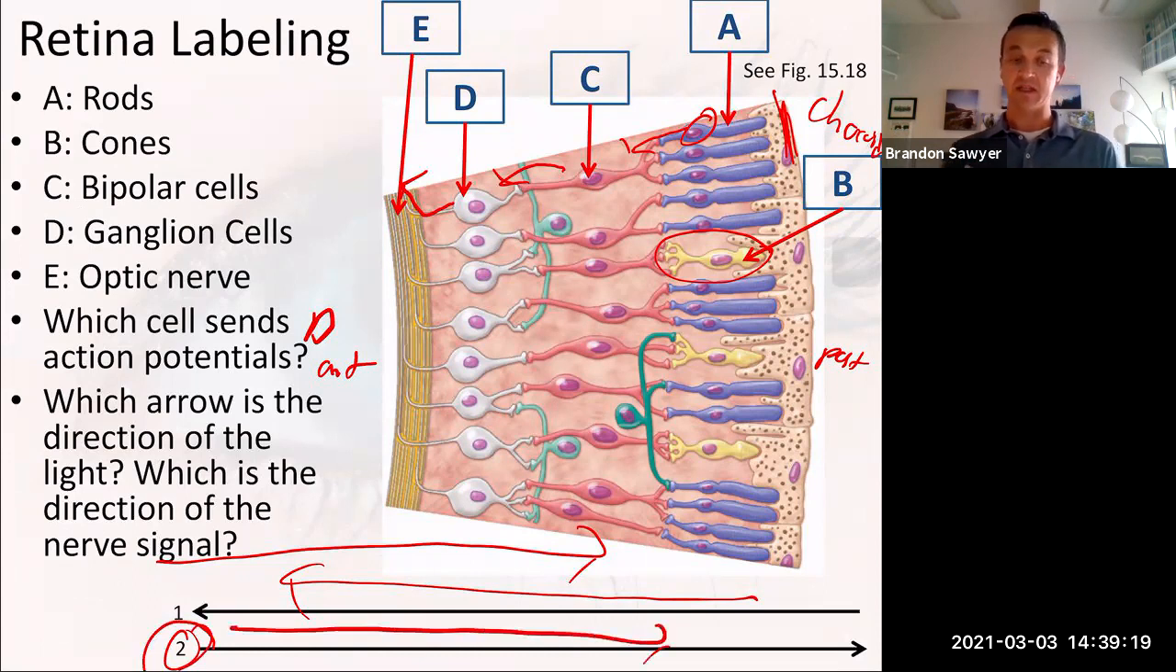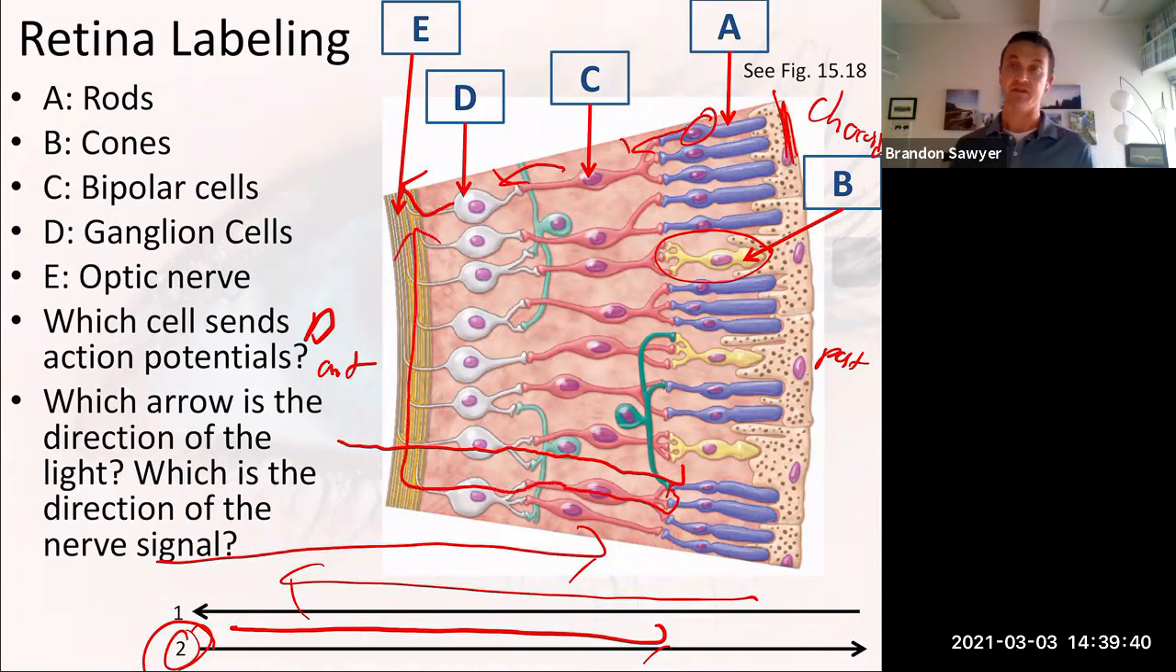So it's kind of interesting that the light passes over the optic nerve, passes over those ganglion cells, passes over those bipolar cells, and then it hits the cells that are going to be stimulated, the rods and the cones, and then that sends a signal back this way through the bipolar cells, through the ganglion cells, through the optic nerve. So it's kind of an interesting setup there.